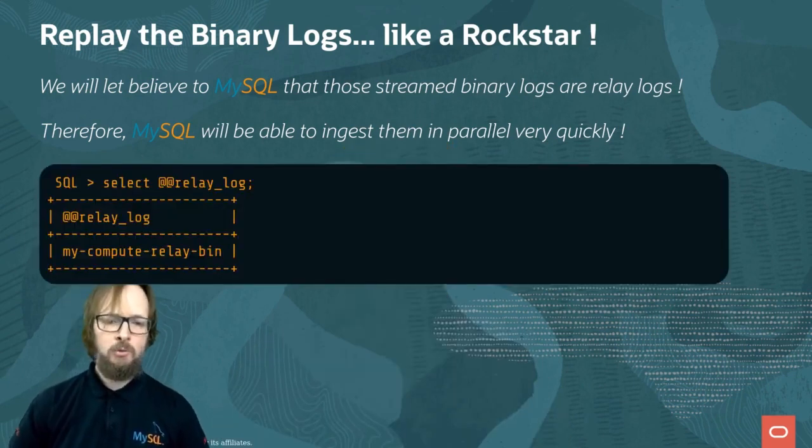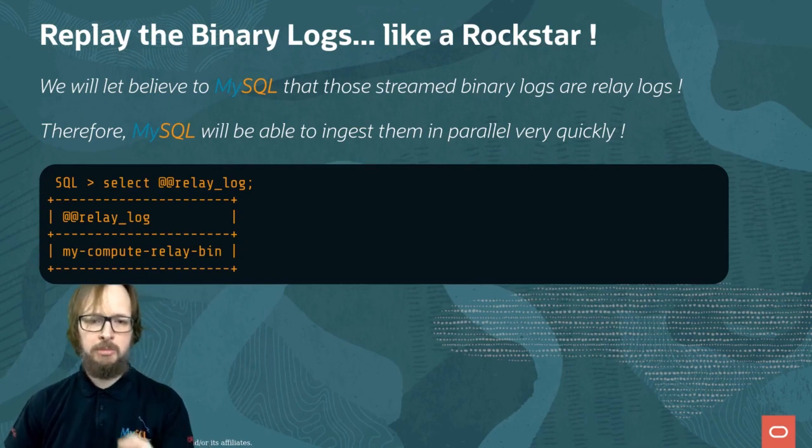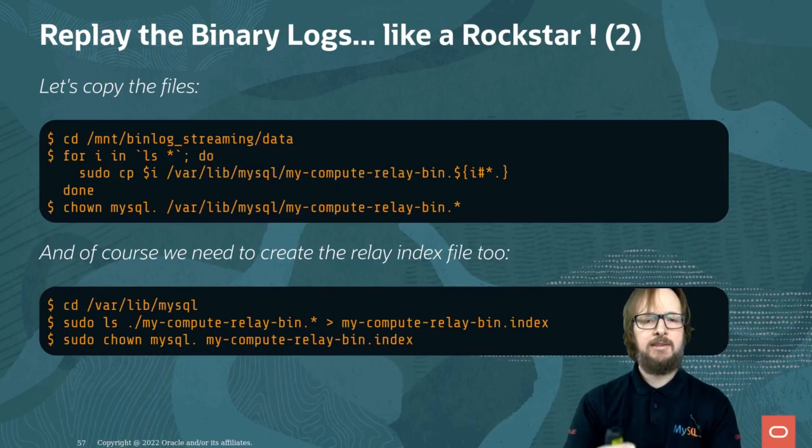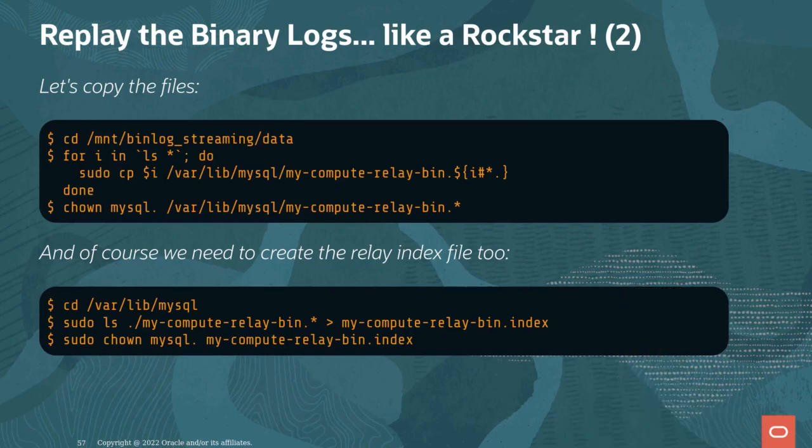So let's have a look. We find the name of the relay log on our system, and it's called mycomputerelay.bin. Then we're going to copy all the relay bin information we have into the data dir, or where the binary logs usually are, and rename them as relay bin, the name we got before. After that, we also need to change the ownership of these files and create the index file. So this is what we do here with the ls, and I put the output in the index file, right? And I change the ownership of that file to MySQL too.